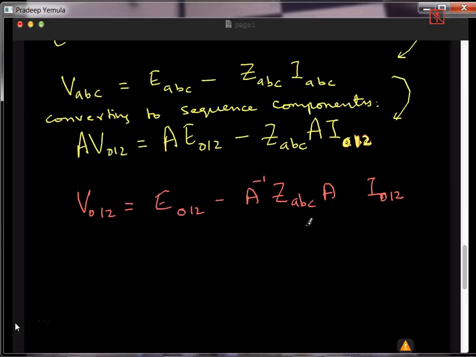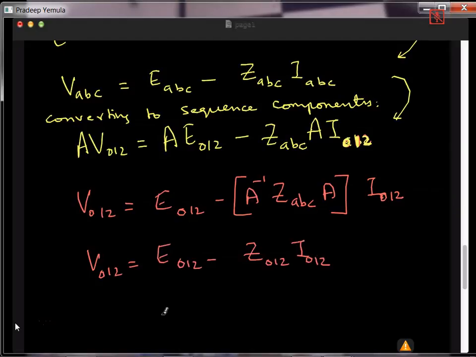Okay, so now focus on this matrix: this is A inverse times ZABC times A. Let me denote this one as E012 minus Z012 into I012. If you calculate Z012, because ZABC is known and A is also known, you will get it like this.